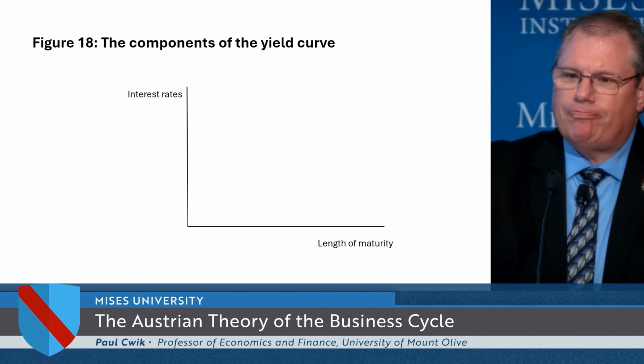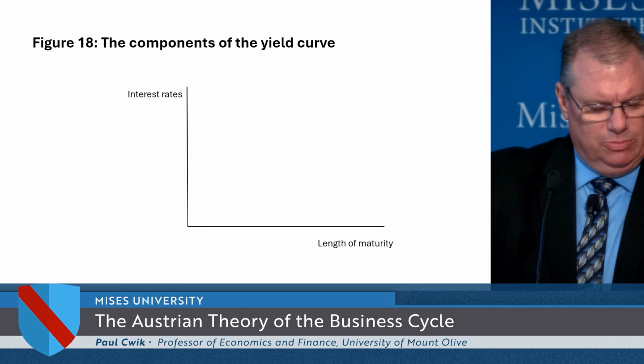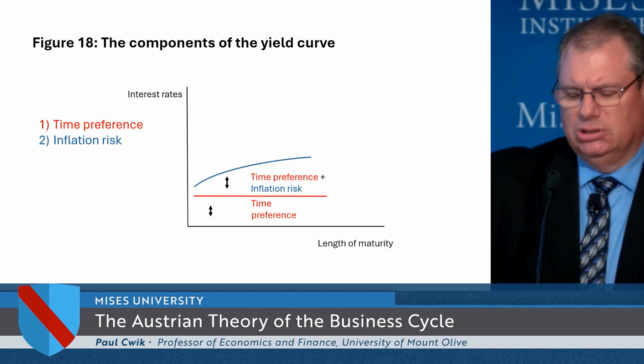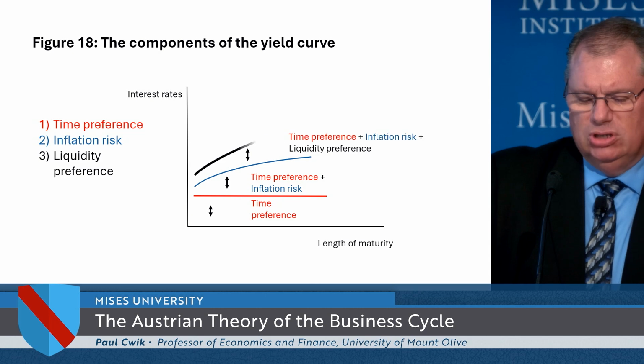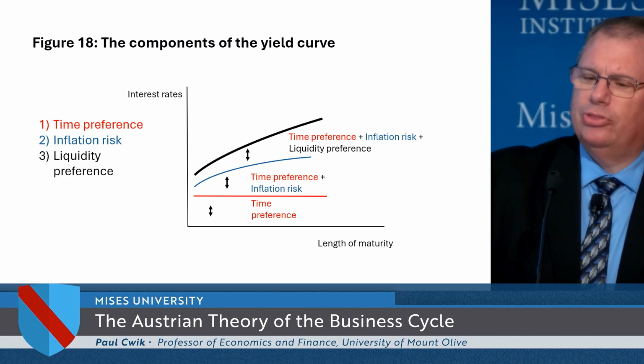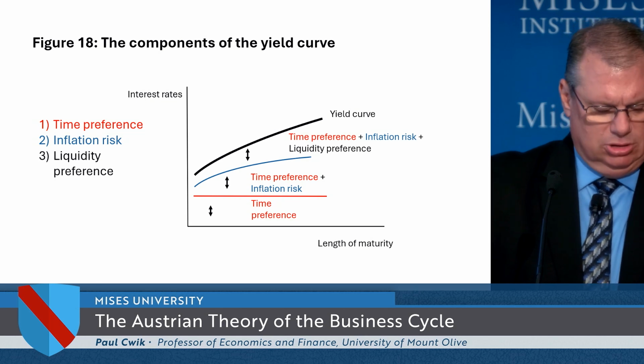And so I'm going to give a yield curve talk later on as the advanced session, but I'll give you a taste here. The yield curve has 3 components. We have time preference, an inflation risk, and a liquidity preference. And put that all together and take out default risk, and we get something called a yield curve.